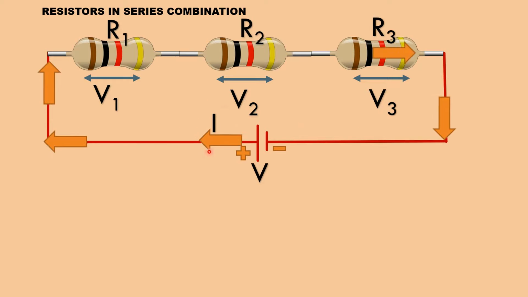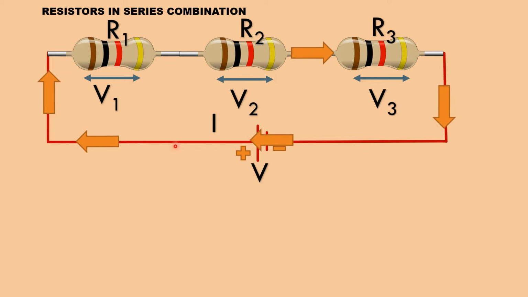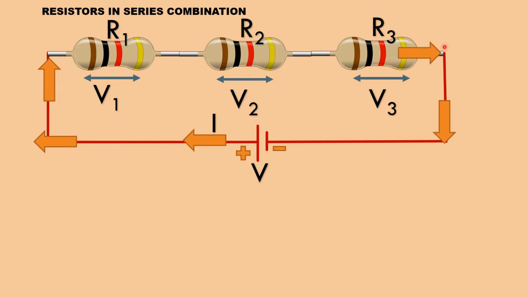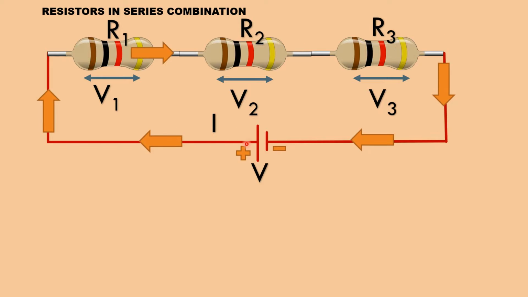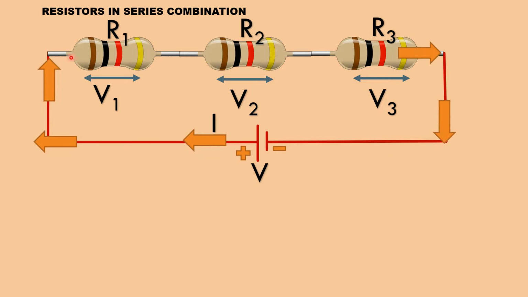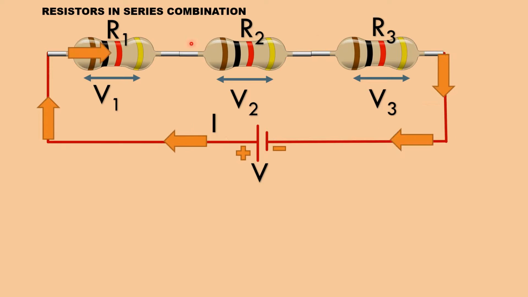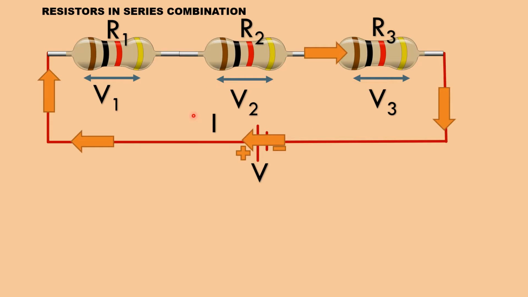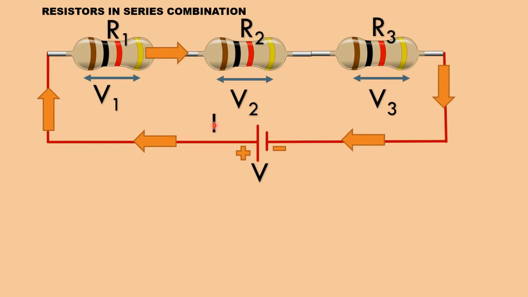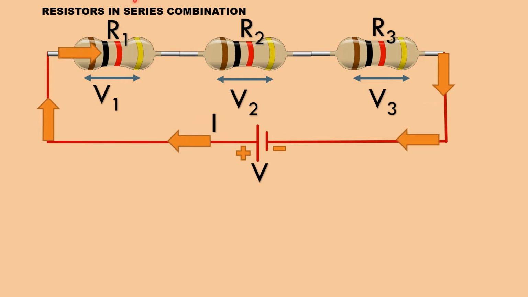And to be noted that the value of current remains constant throughout the circuit, because the current has only one single path to cross all the resistors which are connected in the circuit, and therefore if there is a single path for traveling, the rate of flow of charges, which is called current, remains constant. It is well known that the current remains constant in the case of series combination.